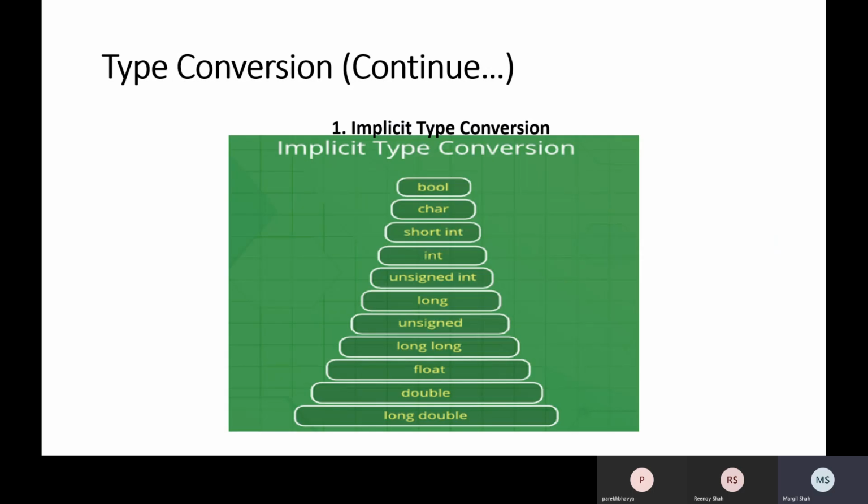Now what is implicit? Implicit type conversion is widening. This is the conversion order, or we can say the size of the data type. Boolean is the lowest one, then character, then short integer, unsigned integer, long, unsigned long, float, double, and long double. So long double is the highest. Whenever you convert your character data type to short integer, it is fine, no problem. Whenever you convert short integer to integer, no problem. But understand, if you try to convert an integer to short integer, you may truncate the data. So some portion will be discarded.